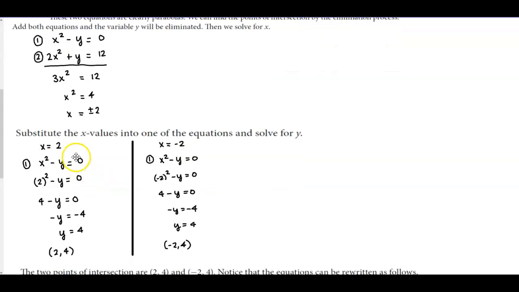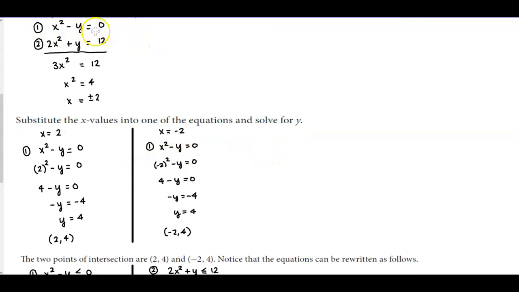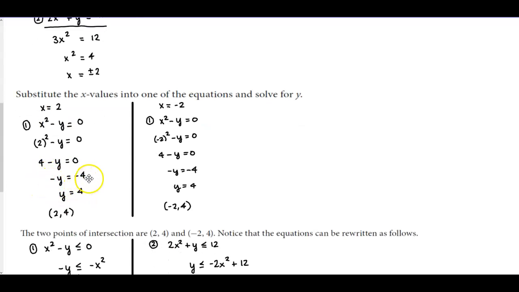And now we're going to substitute the x values into one of the equations and solve for y. So let's take a look at equation number 1. We have x squared minus y equals 0. So we're going to plug in 2 for x. So 2 squared is 4, minus y, which is equal to 0. Subtract 4 from both sides and divide by a negative. We get y is equal to 4. So when x is equal to 2, which is our x coordinate, we got y to be 4.